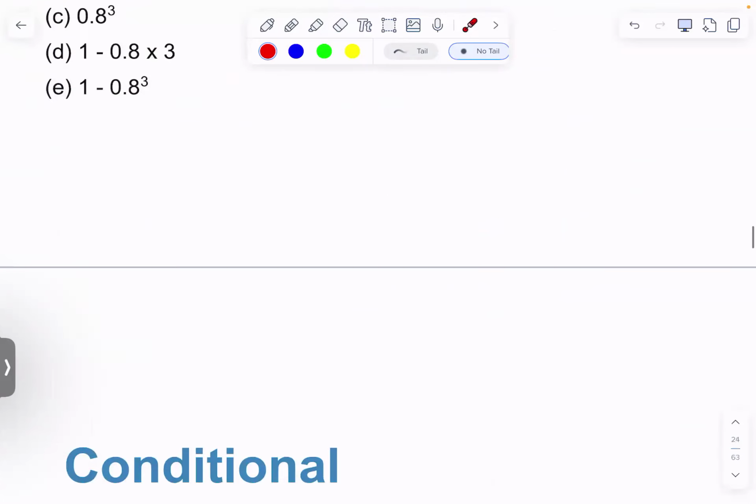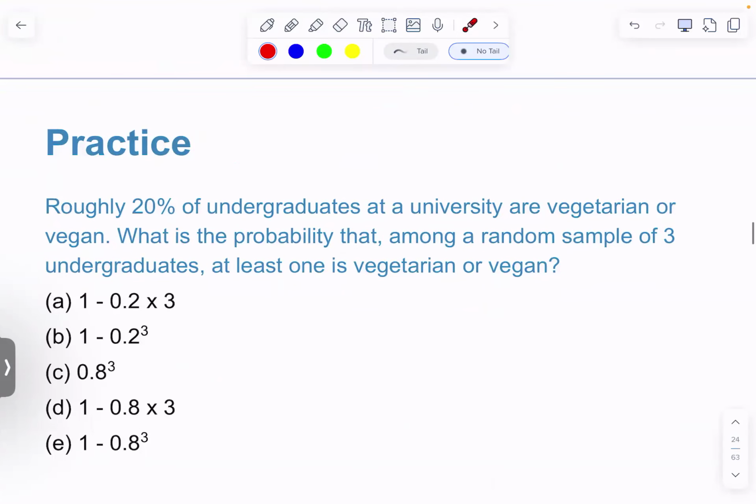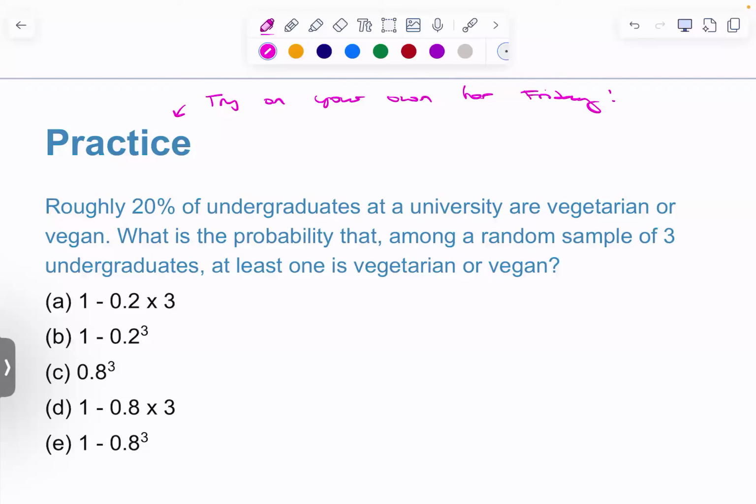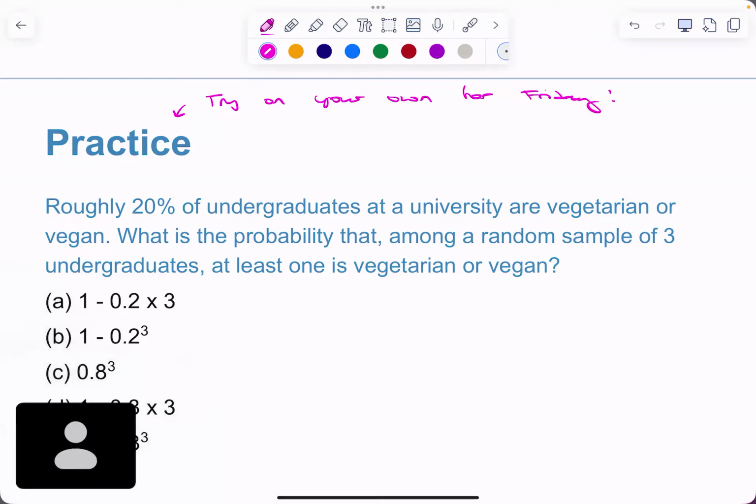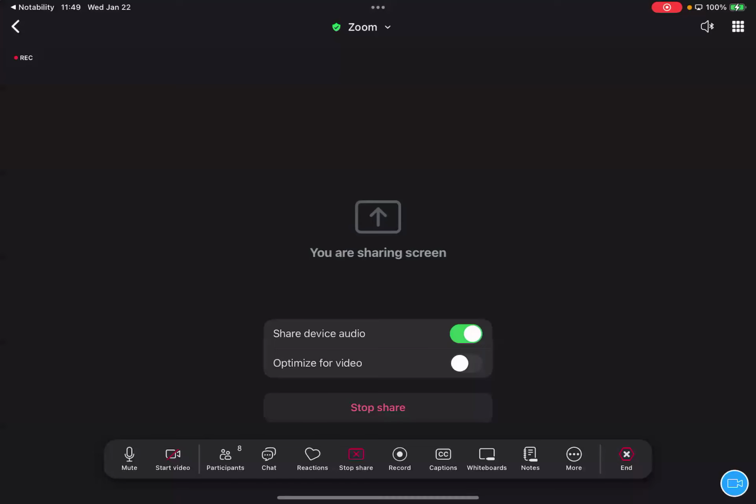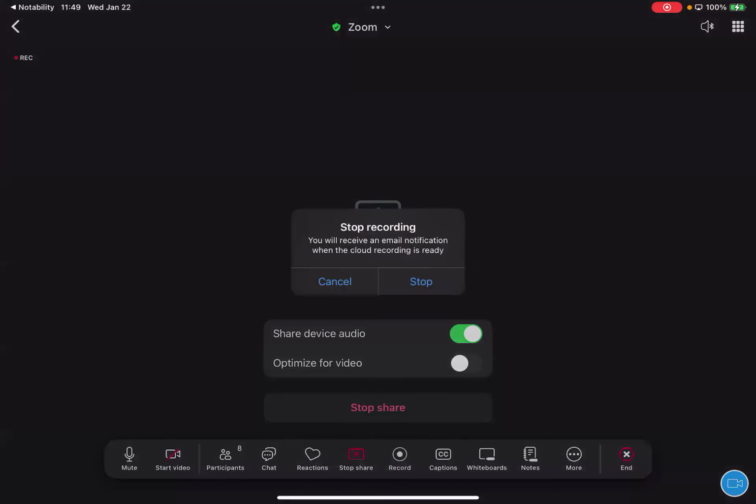Let's see here. Let's do this one for review. Try it on your own for Friday. You can try it, and then we'll use that for review next day. If you have any questions, let me know. Otherwise, see you Friday.